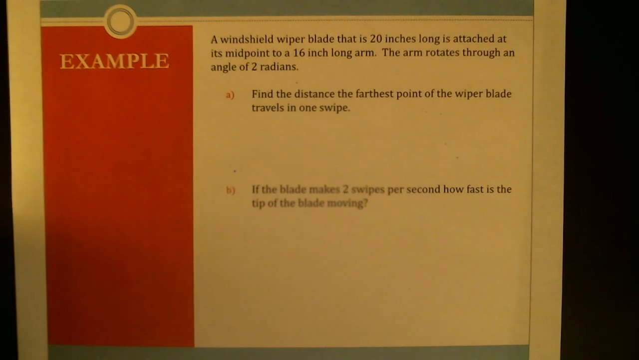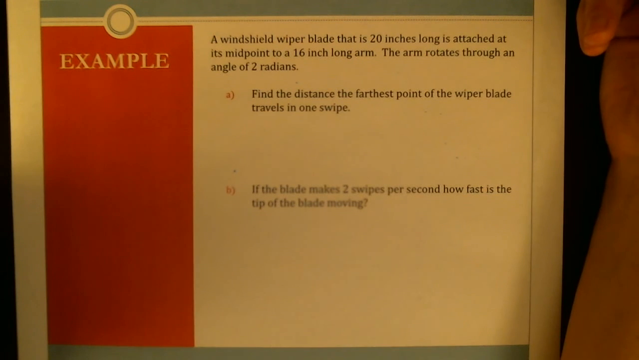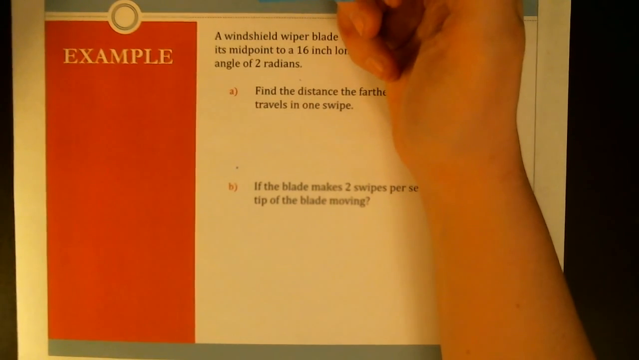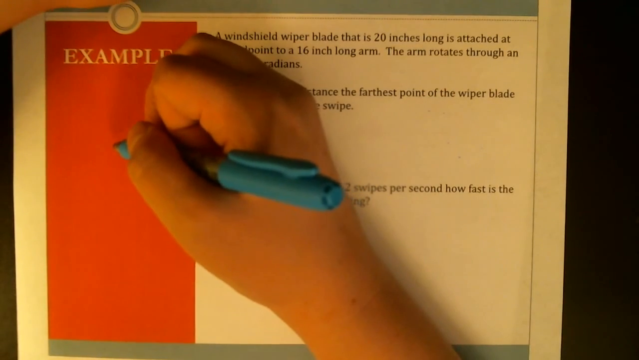A windshield wiper blade is 20 inches long and is attached at its midpoint to a 16-inch long arm. The arm rotates through an angle of 2 radians. So that's the full swipe across the windshield is 2 radians. And we want to first figure out the distance that the farthest point on the tip of the wiper blade travels in one swipe. Let me show you what I'm picturing, because this isn't exactly what a wiper looks like, but it's a slightly simplified version.